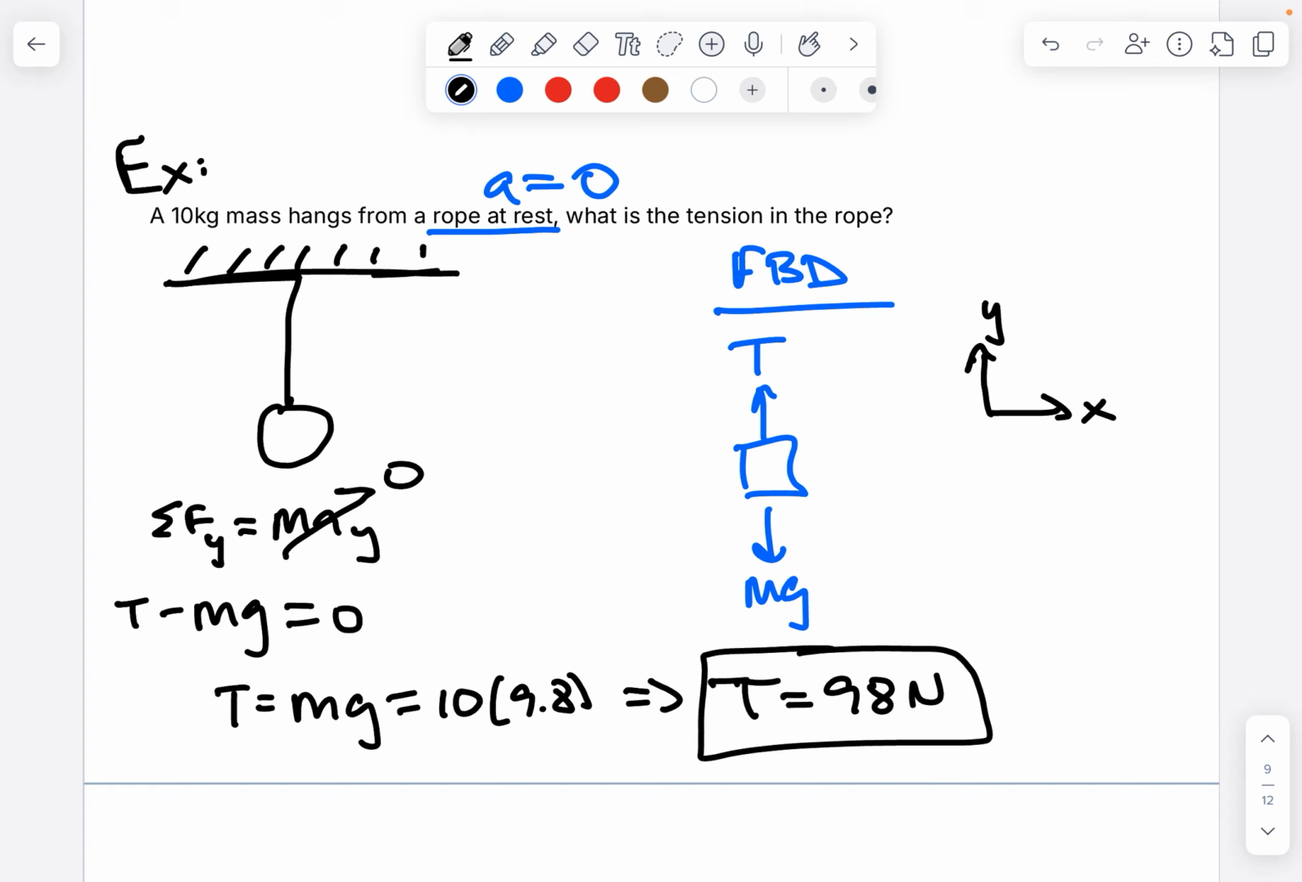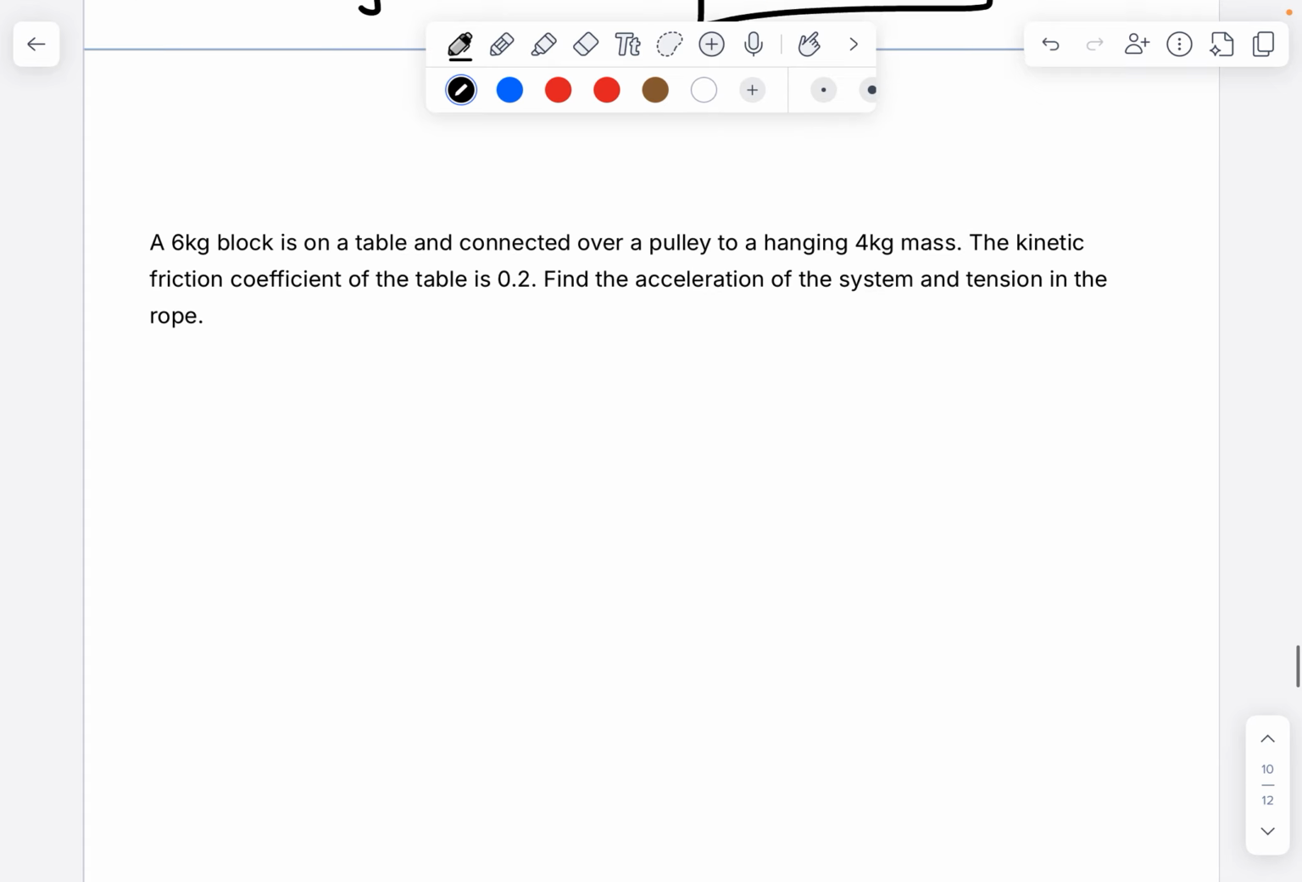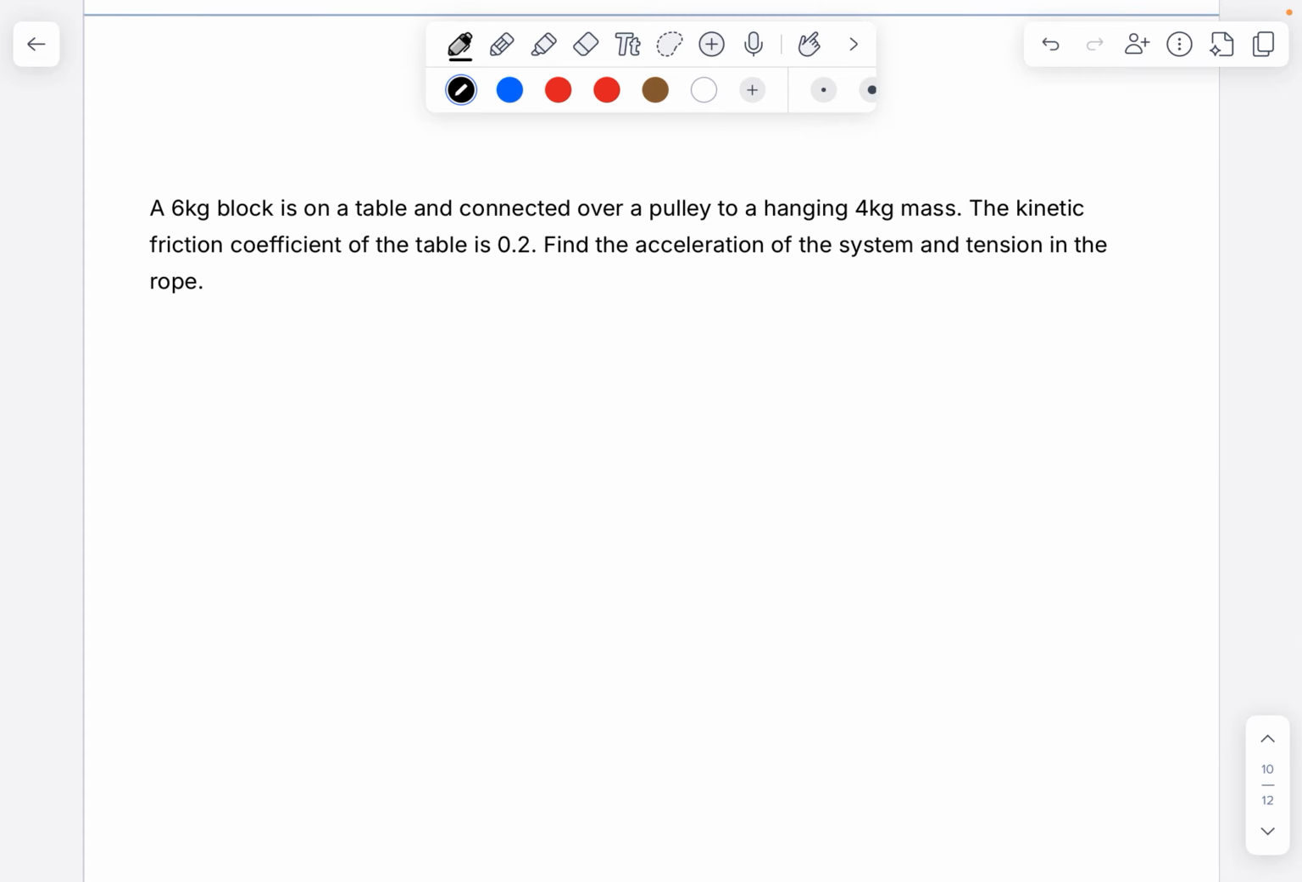All right, so hopefully this shows you how similar this is to any other Newton's second law problem. Let's get on to a slightly more difficult problem. This is the kind of problem you will see on an exam, most likely. We have a 6-kilogram block on a table and connected over a pulley to a hanging 4-kilogram mass. The kinetic friction coefficient of the table is 0.2. Find the acceleration of the system and tension in the rope.